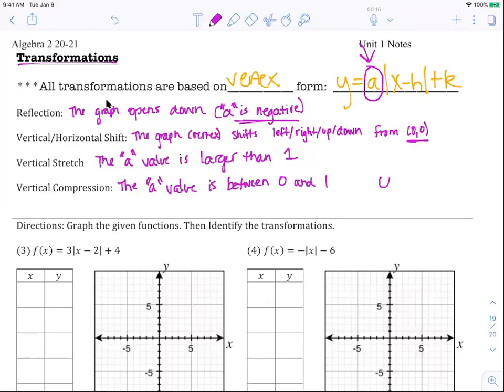So if I have y is equal to the most basic, obviously the parent function for all absolute values is this guy. And technically there is a 1 in front. So if there's no number other than 1 in front, you don't have a stretch or a compression, because it's not something that's transforming the equation.